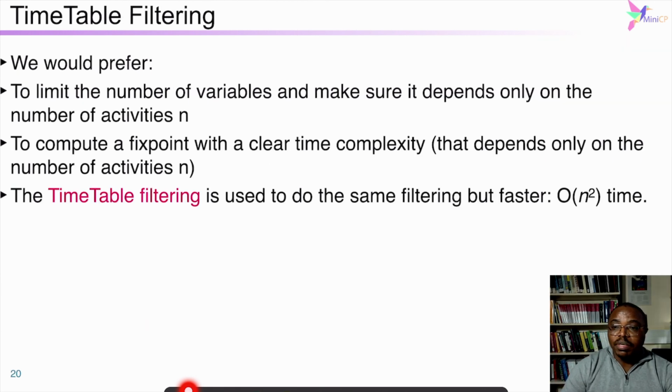Instead, we will prefer to limit the number of variables and make sure that the filtering only depends on the number of activities. In the next video, we will show how to perform the same filtering in order of n squared with the so-called timetable filtering.